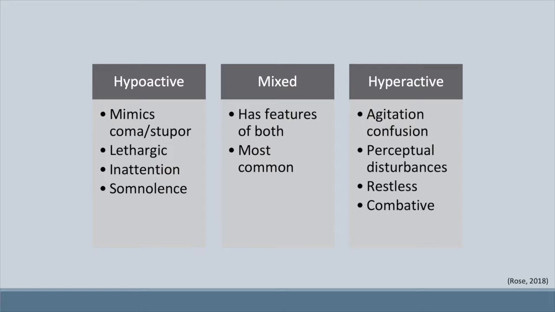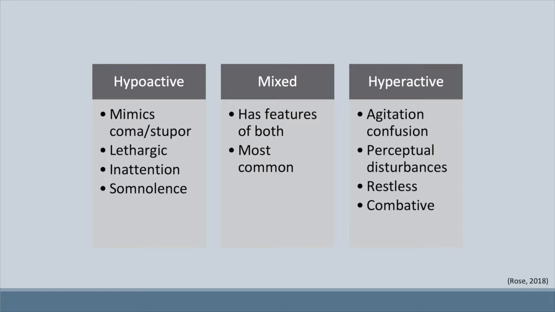The hyperactive form of delirium is where a patient is agitated and confused. They may have perceptual disturbances, restlessness, and combativeness. And this type is very easy to notice because it gets a lot more attention. A lot of these patients may be physically combative and try to escape the room, get out of their beds, pull at their lines, that sort of thing.